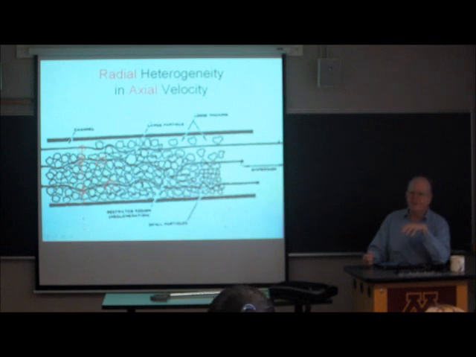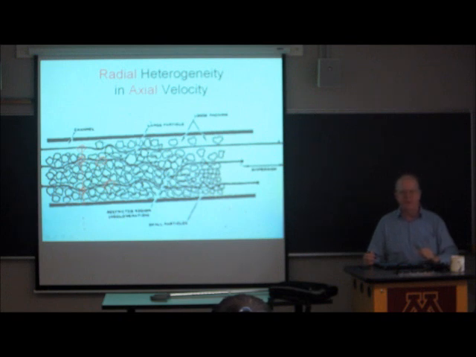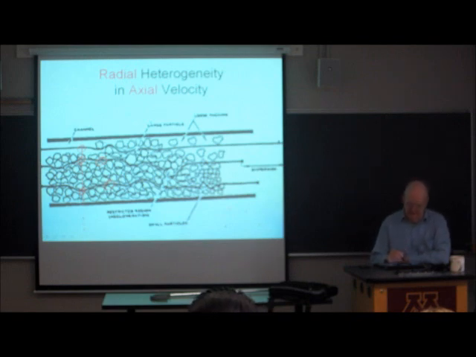This is a very serious problem in packed bed chromatography. And it's also a very serious problem, although it may not occur to you at this point in time, in open tubular chromatography, even though there are no particles in open tubular chromatography. There are still velocity differences between different radial points in the column. But we'll get into that later on. To a first approximation, this radial heterogeneity in the axial velocity is what's responsible for the A term.